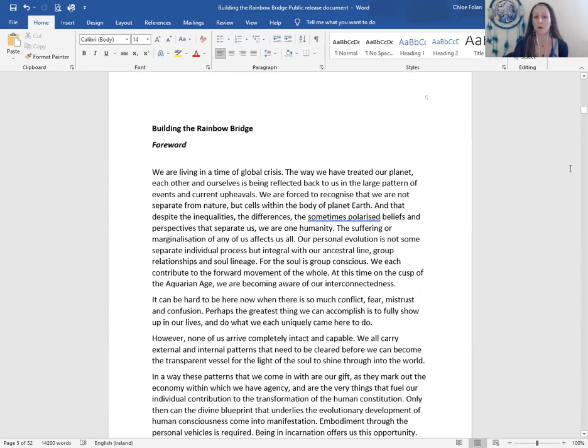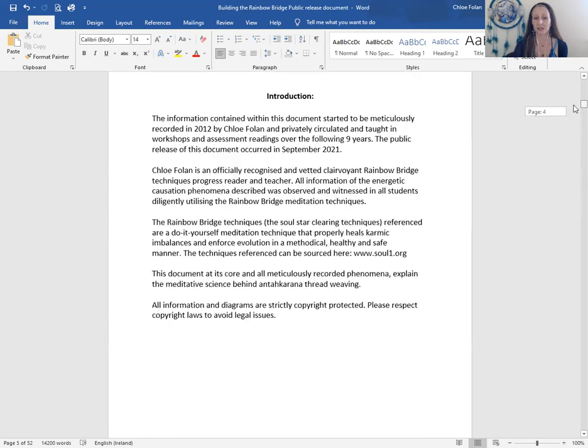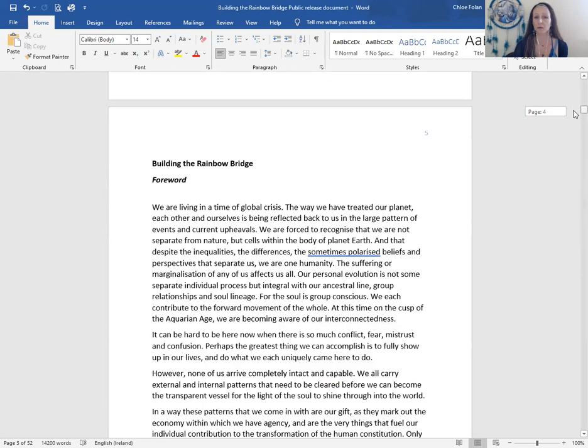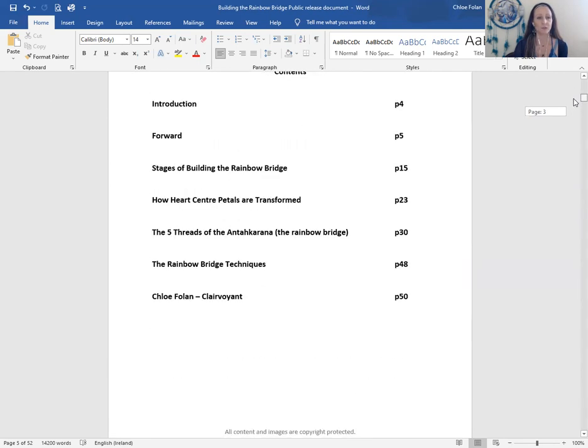There has been a beautiful foreword written as well. So while the information in the booklet in places is condensed, the whole reason for a foreword being added was to give a gentle introduction into the phenomena that's explored and explained within the booklet. So the foreword and the introduction is a good place to start, just to get a better reference point for what the rest of the information is about. And then that does lead into stages of building the Rainbow Bridge, which is stages of Antahkarana thread weaving.